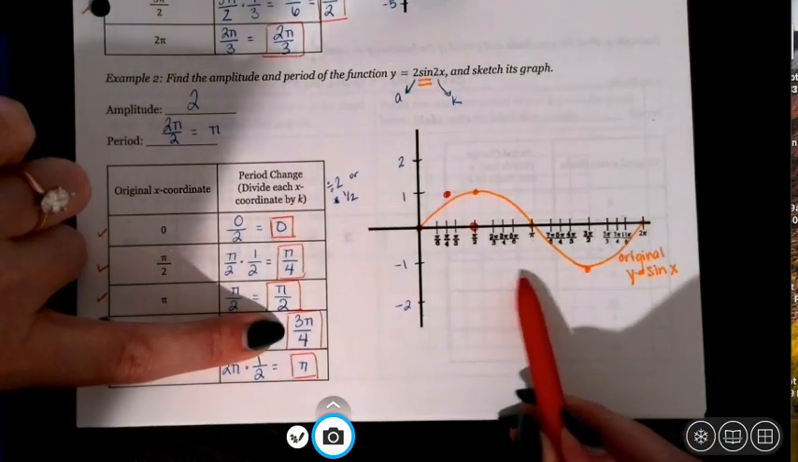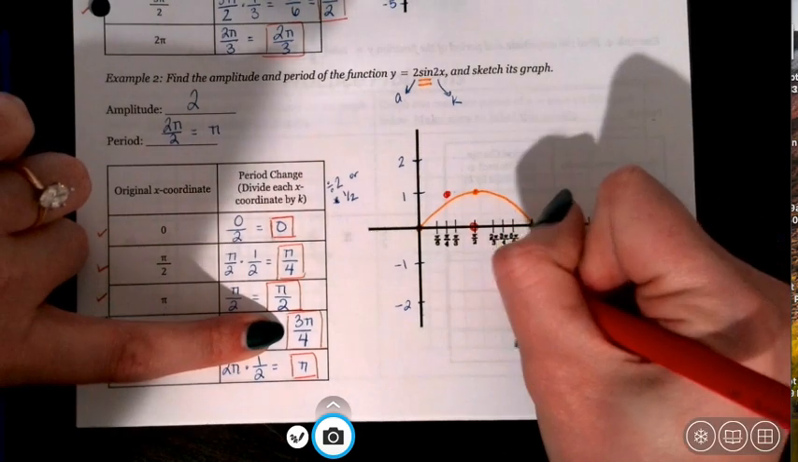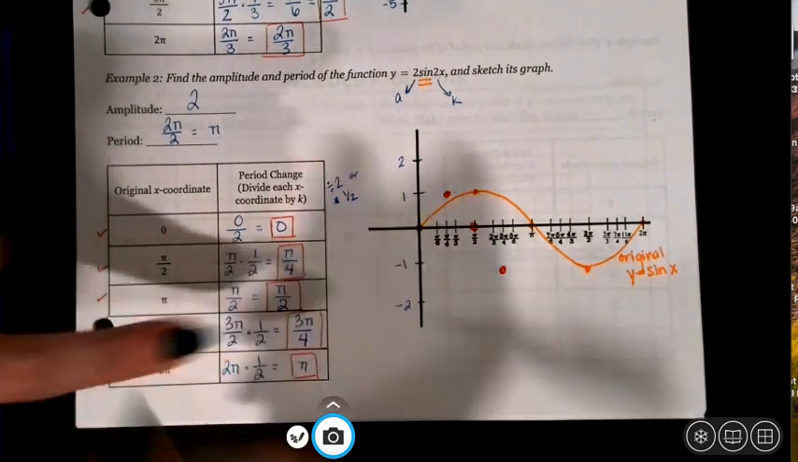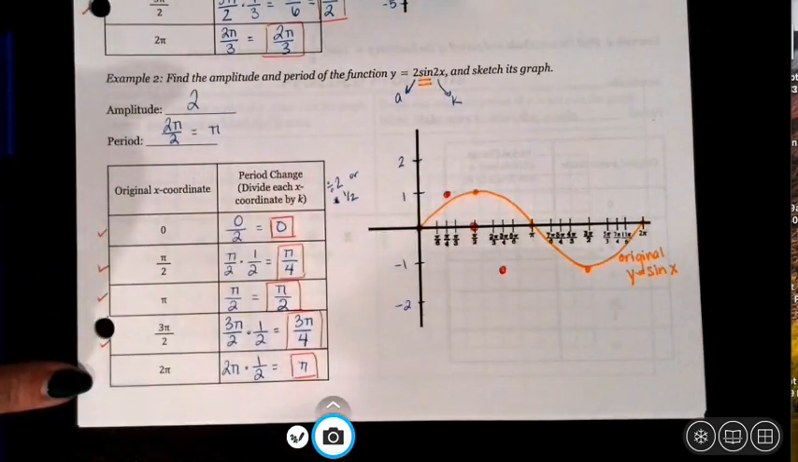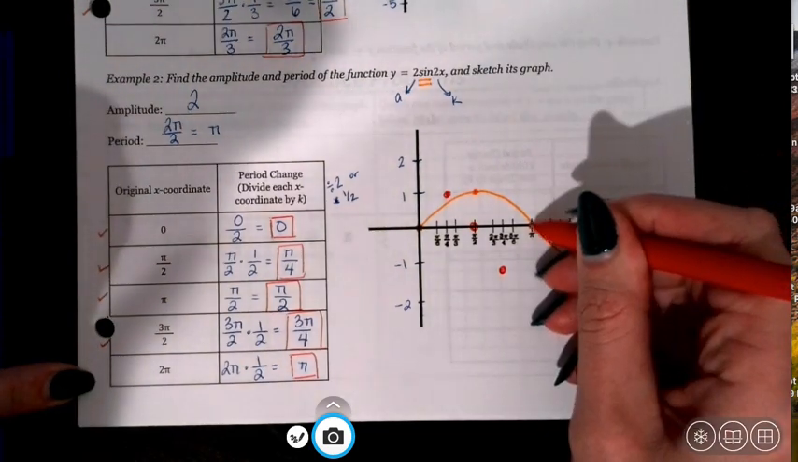So I'm going to go straight across. Also realize that might not be at -1, but it's okay. It's an estimate. It's a quick sketch. Check that one off my list. And then my very last one is 2 pi, and I am shifting it to pi.